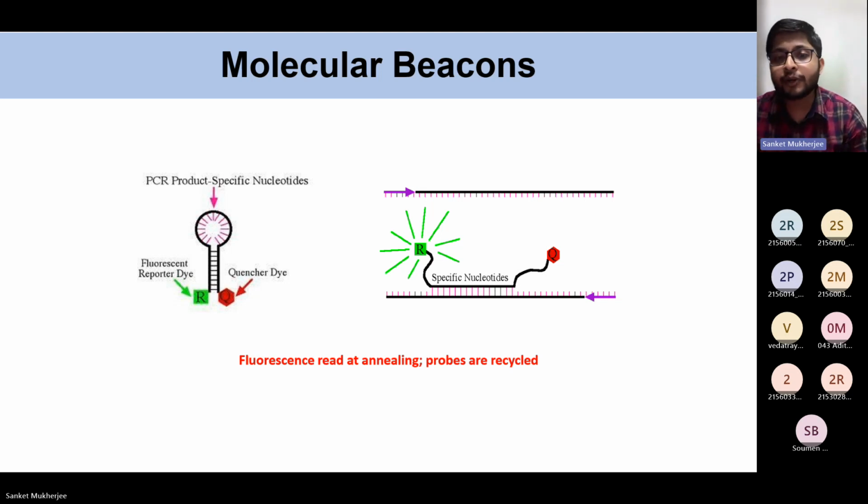So what is one advantage of molecular beacons? Can it be reused? It can be reused. It does not break. Yes, Mayuk. Since probes are recycled, we can say that molecular beacons can be reused again and again. Yes, it can be reused.